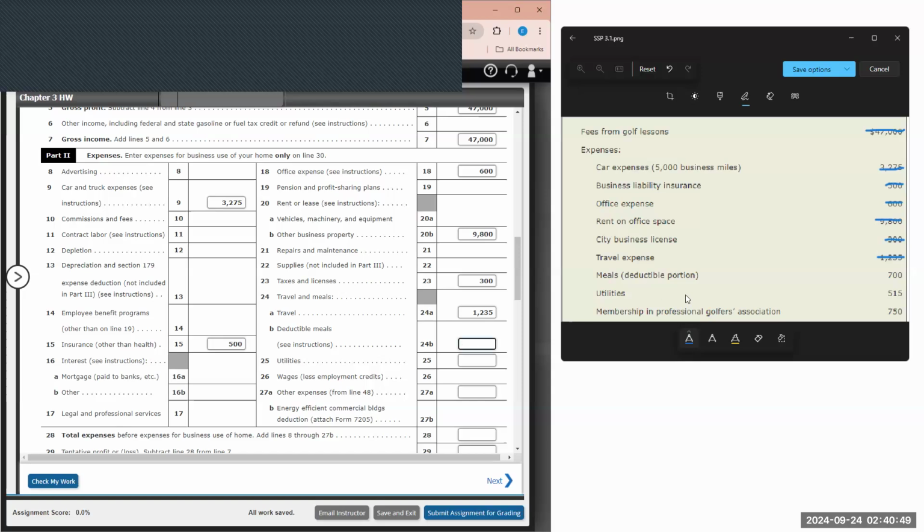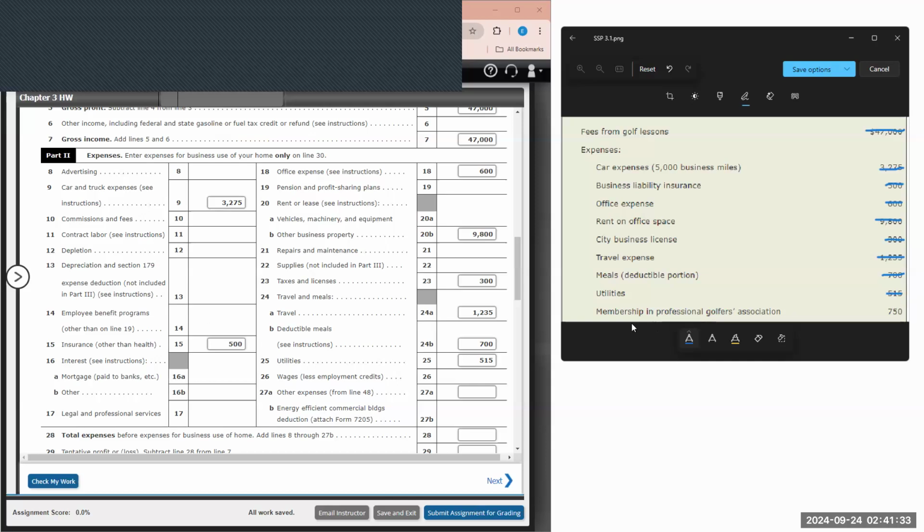Our deductible meals. So keep in mind, meals is essentially limited to 50%. So the deductible portion is $700, which means that in total she spent $1,400 and only 50% is deductible. So in most software, you enter the full amount and the program would automatically calculate 50%. And then there's some programs, depending on which tax return you're working on, you have the option to either enter 100% or 50%, the deductible portion, as we are doing here. Next, we have utilities for $515.